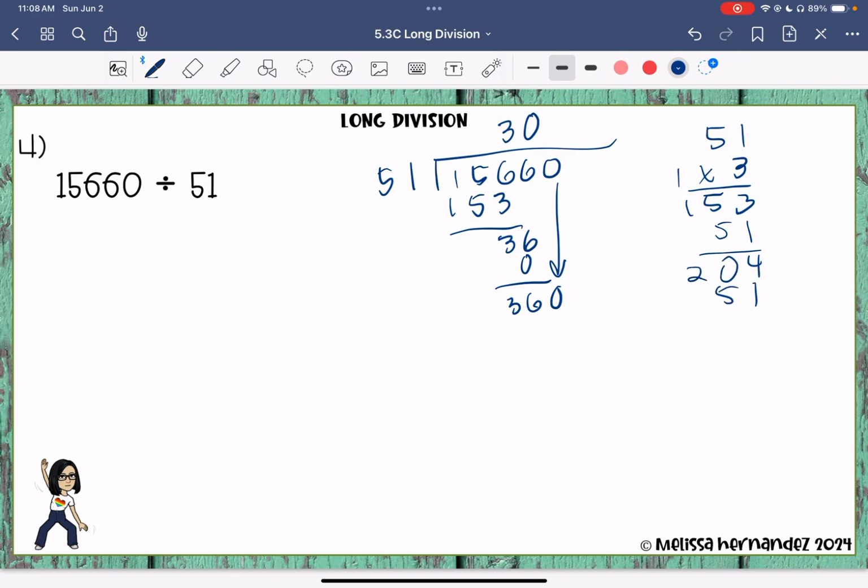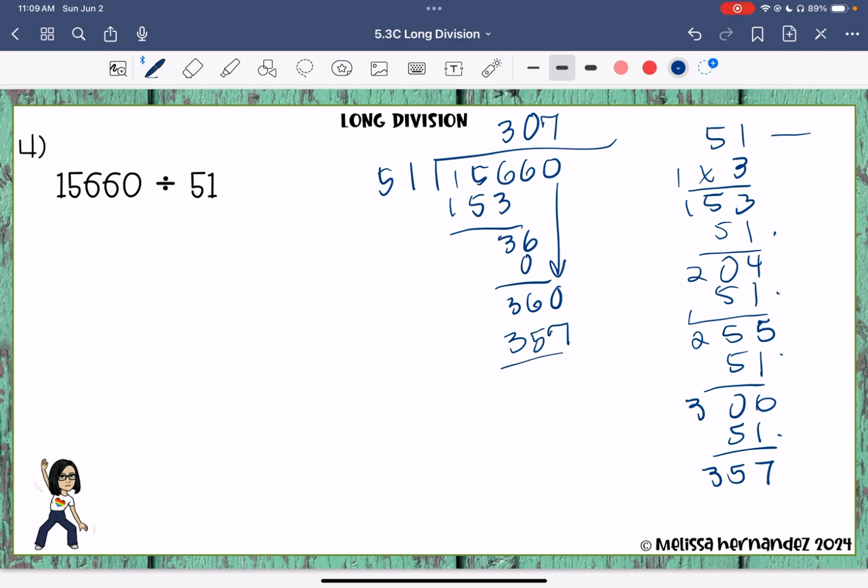I'll add to get as close as I can. If I go farther, it's okay. Just would stop counting the 51s. 306. There's no way I'm going to be able to go any further, so I got 357. So I got 3 here, 4, 5, 6, and 7. 7 groups of 51 is 357. And then it's 3 over 51.